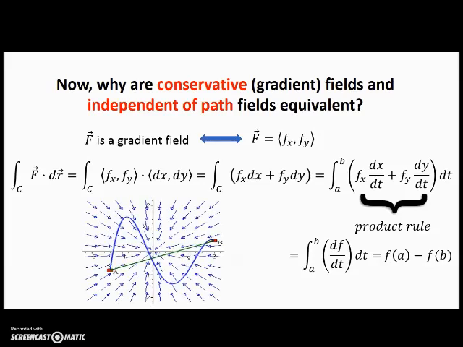Now here's a picture of it. This one is a picture of a conservative vector field, which you will study about even more later, or maybe you already have. And so the work done in that vector field along the green path is the same as the work done along the blue path.